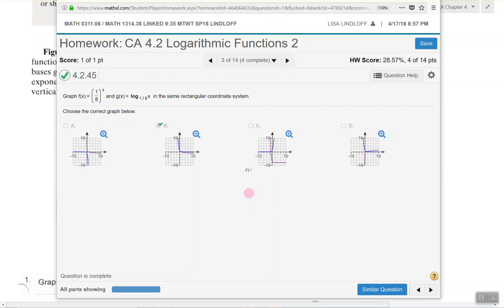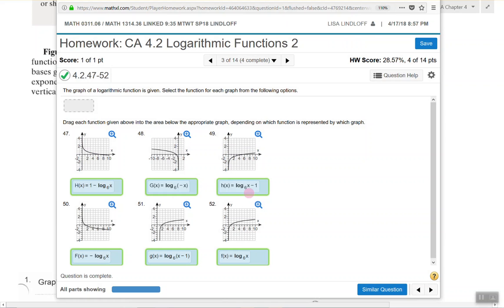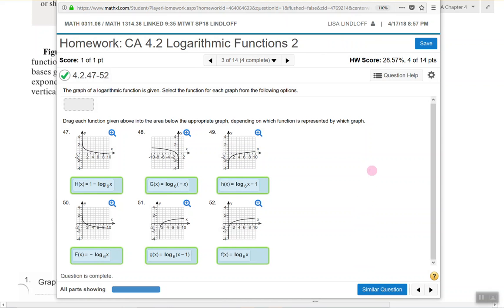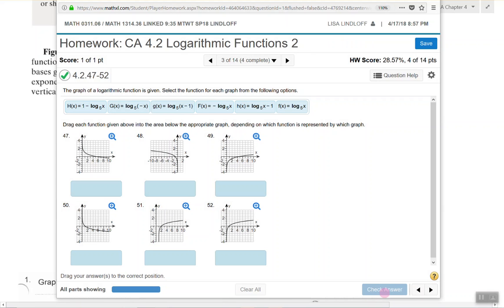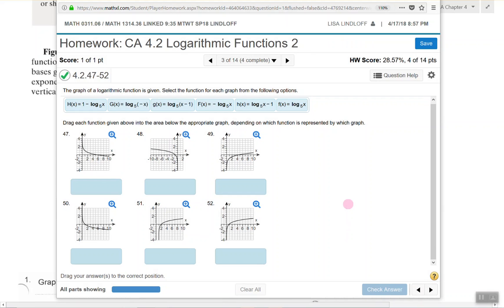Now let me look for a similar question. I'm not going to do every problem in the homework, but I am going to do quite a few. In this one, I have 1, 2, 3, 4, 5, 6 different log functions. They are all log base 5 of x.